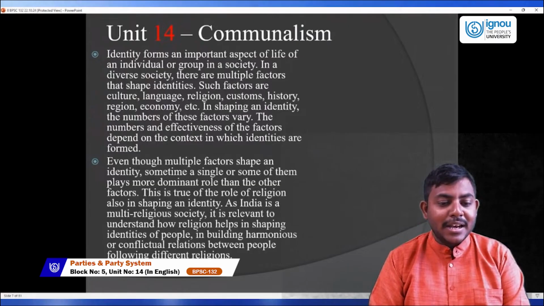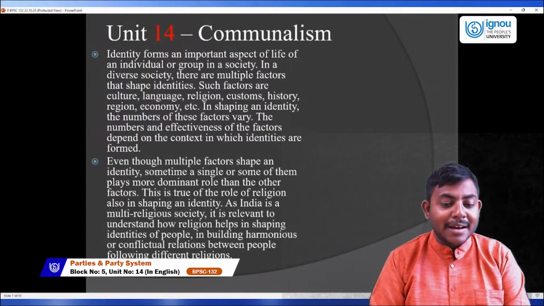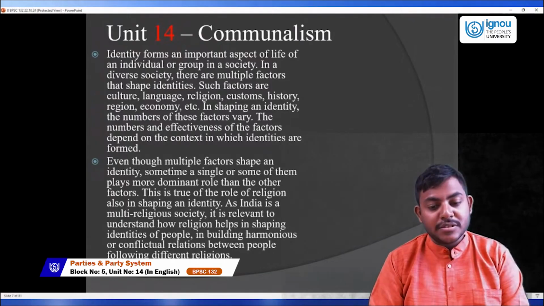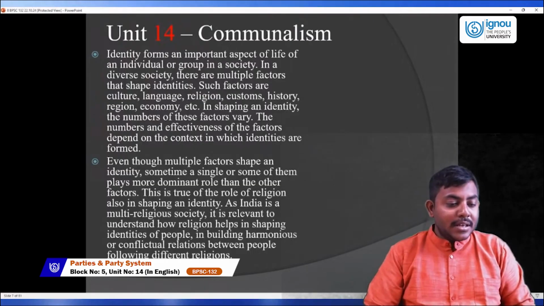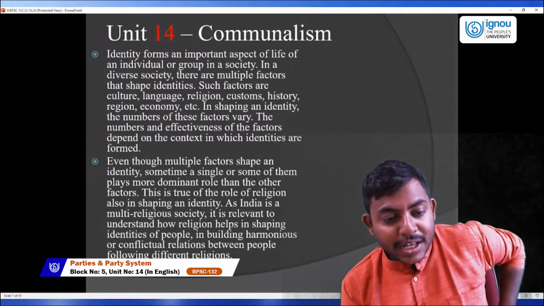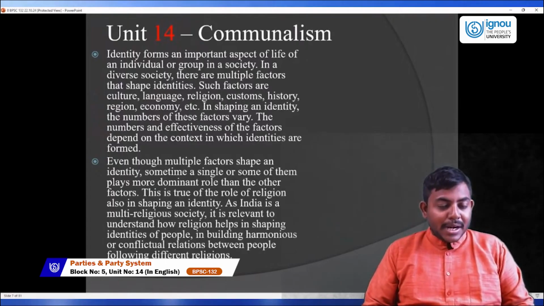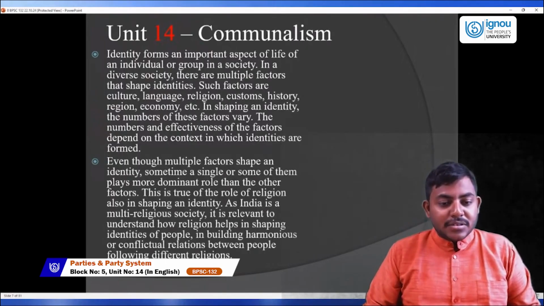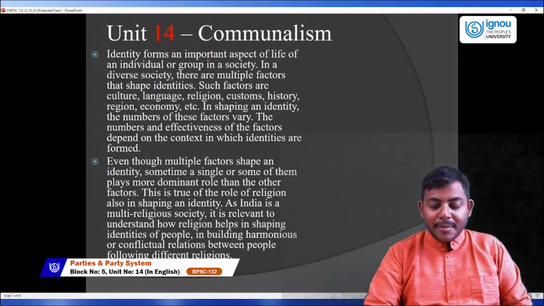As India is a multi-religious society, it is relevant to understand how religion helps in shaping identities of people, in building harmonious or conflictual relations between people following different religions. So that is what we are going to discuss, how religion affects Indian government and politics, especially in a multi-religious society like ours. So the role of religion in shaping our identity, that is what we're going to discuss in this paper today.